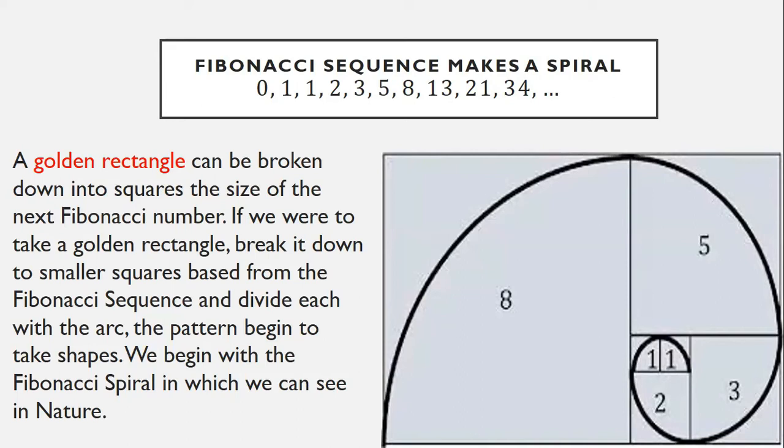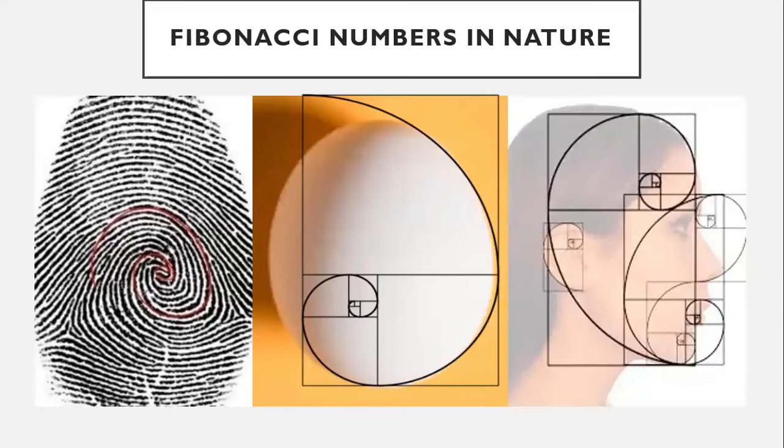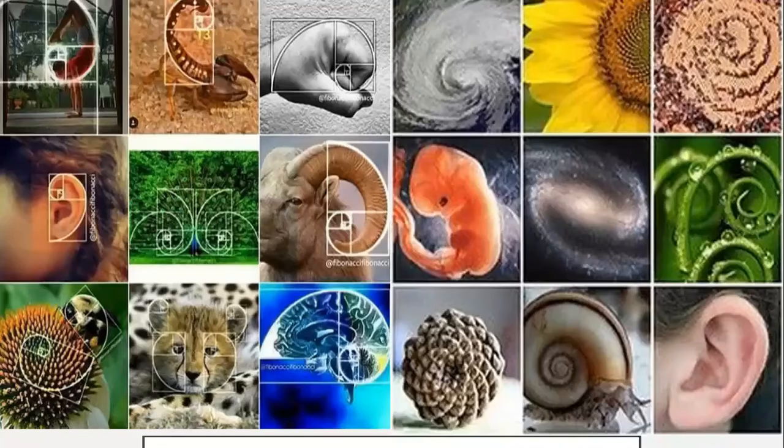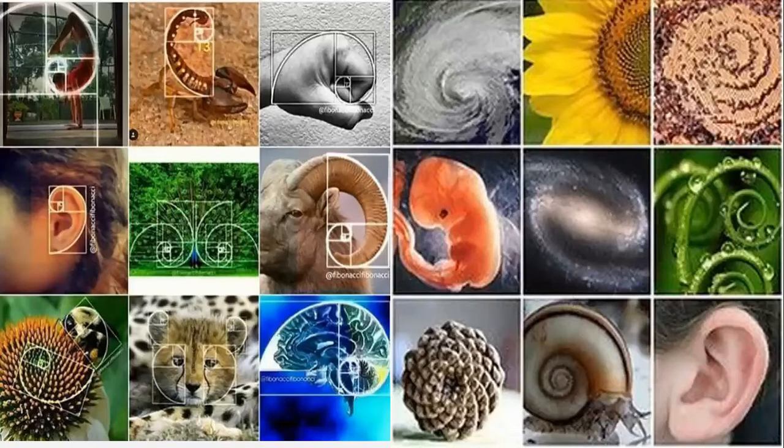If we were to take the golden rectangle, break it down into smaller squares based on the Fibonacci sequence, and divide each with an arc, the pattern begins to take shape. We begin the Fibonacci spiral, which we can see in nature. So this golden rectangle or the Fibonacci spiral can be seen in nature. We can see this in our fingerprint. We can see this in the egg. We can see this in our face. And we also have here other examples where we can see this Fibonacci spiral in nature.